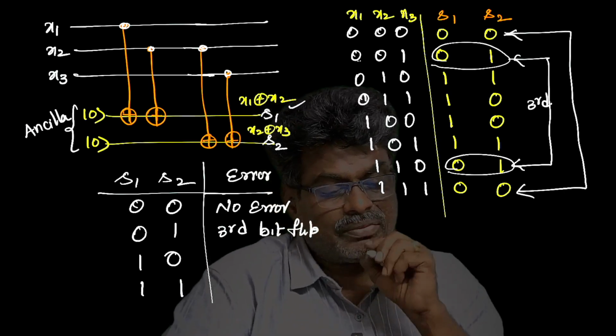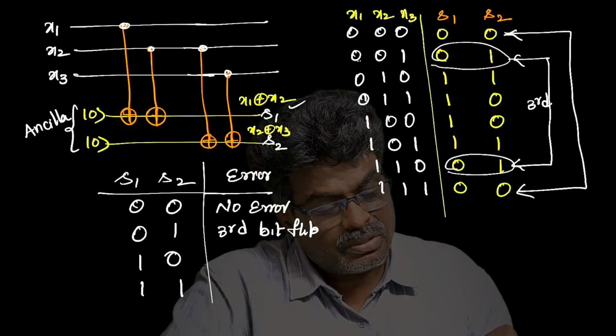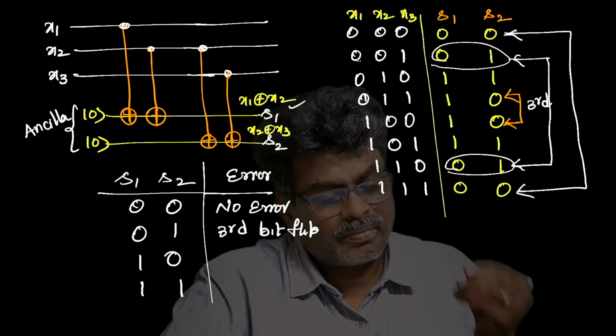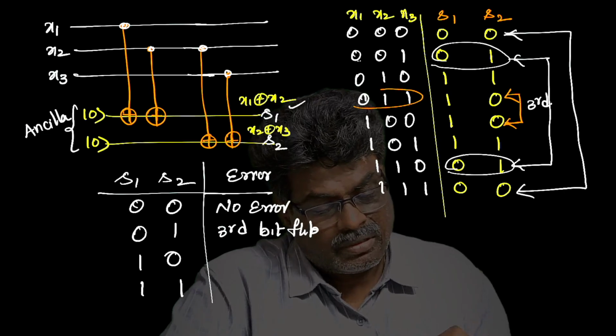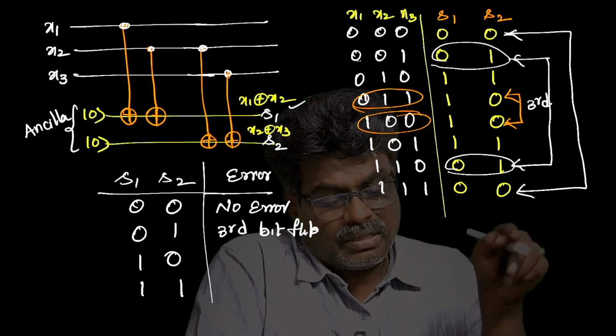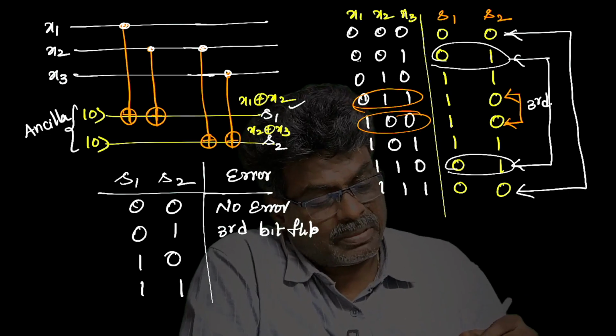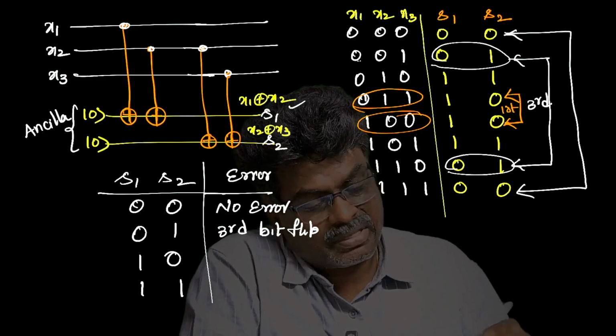And the next one, if you see 1 0, here 1 0, these two. Carefully observe 0 1 1 and 1 0 0. That means what? That the first bit flip. Okay, so this is the first bit.